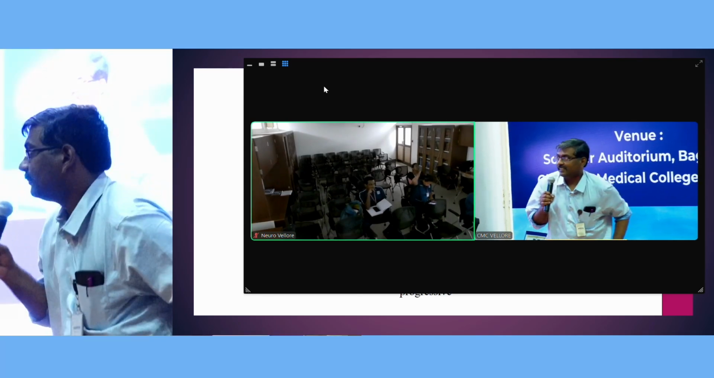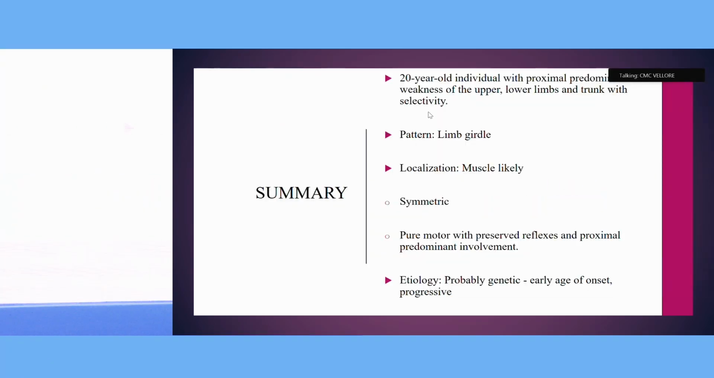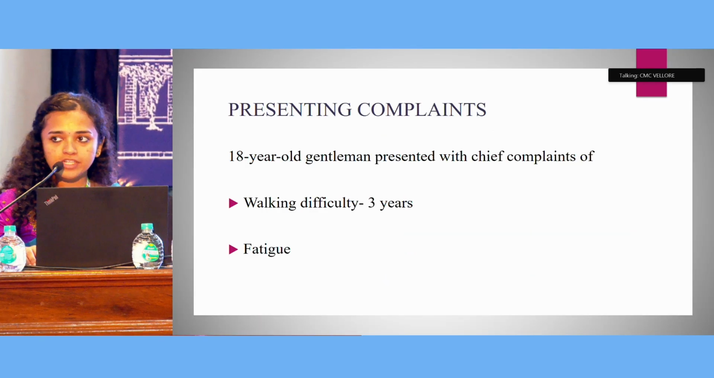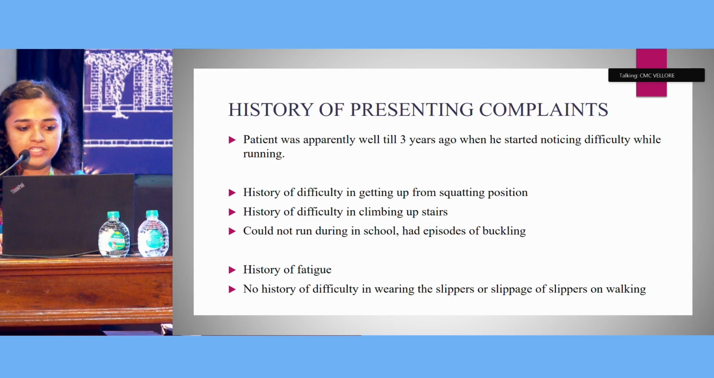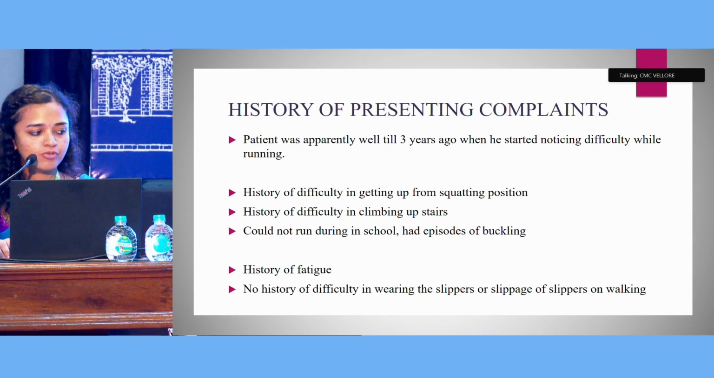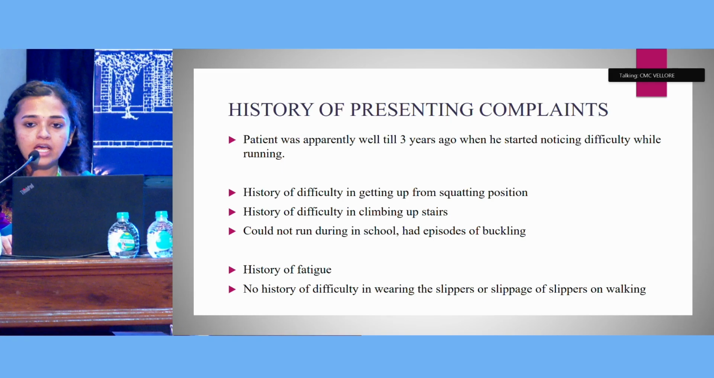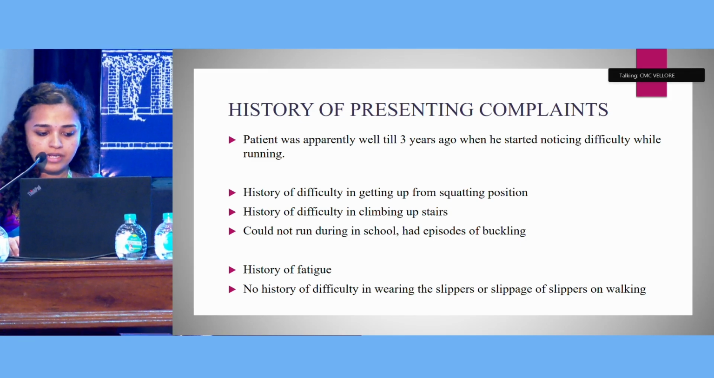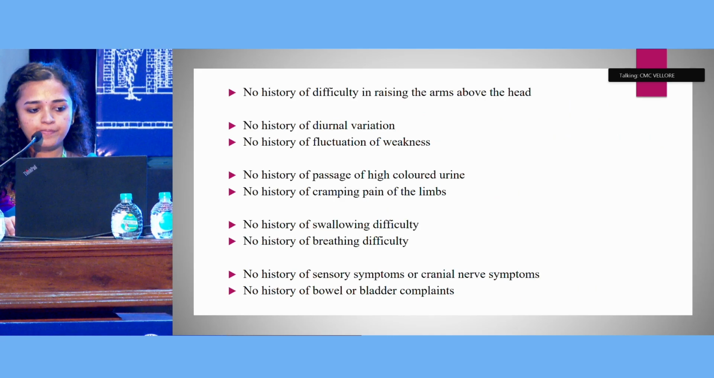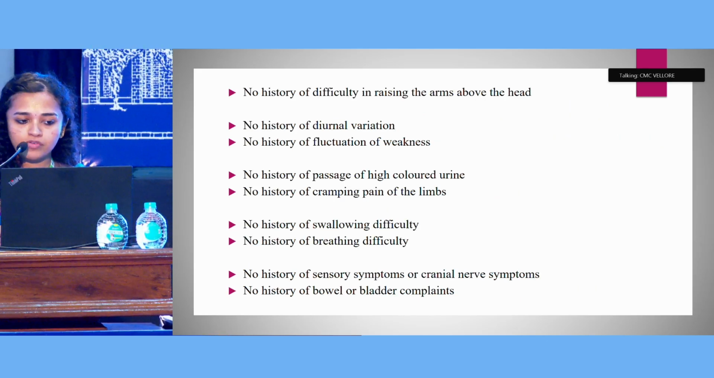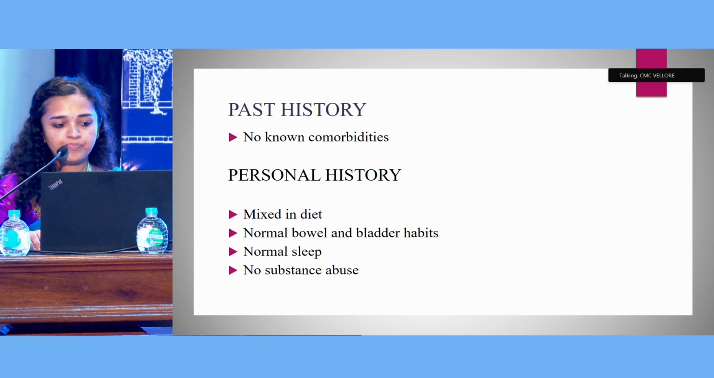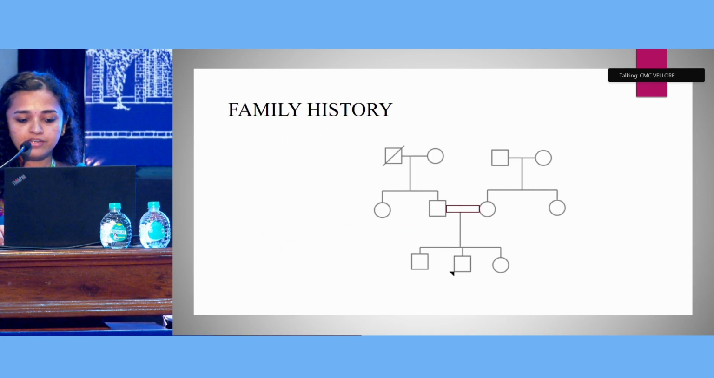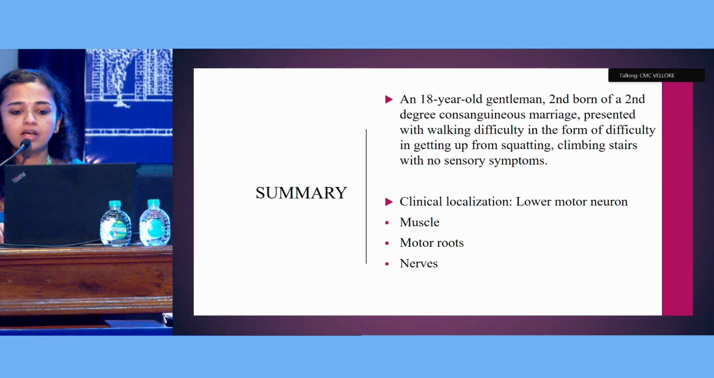You can proceed further. We'll move on to the second case. This is an 18-year-old gentleman who presented with walking difficulty of 3 years duration and fatigue. He had difficulty in getting up from a squatting position and in climbing stairs. He first noticed it when he was trying to run in school, and he also had some episodes of buckling. He had a history of fatigue. There were no symptoms involving the upper limb or other systems.